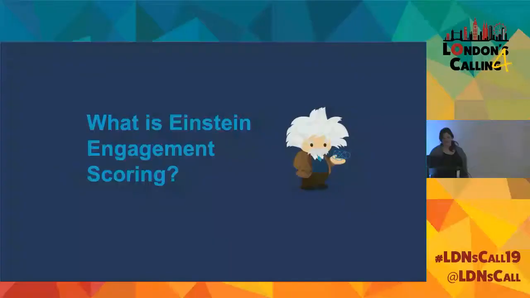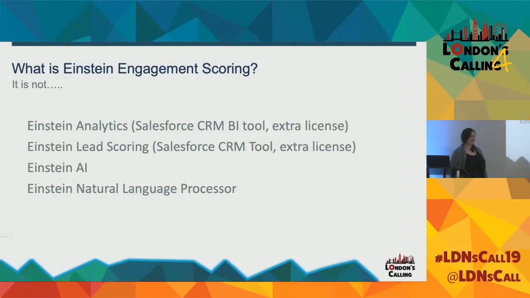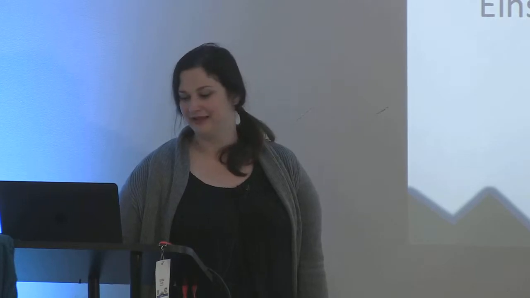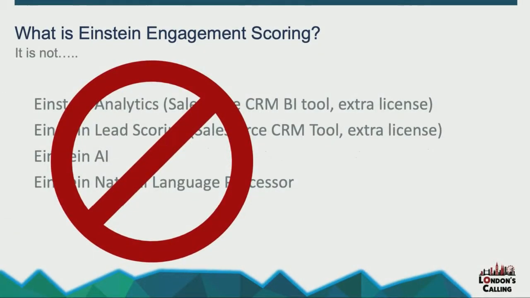Okay, so let's start with the basics. What is Einstein Engagement Scoring? Now, you hear Einstein a lot these days. Almost half the new products that have come out have the name Einstein in front of it. Einstein Analytics, right? Formerly Wave. Einstein Lead Scoring. Einstein AI. Einstein Natural Language Processor. And there's about 7 more that I just got tired of writing up. That is not what we're talking about. I'm very sorry if these were the things you wanted to talk about. I hope there's another session later this afternoon, but that's not us.